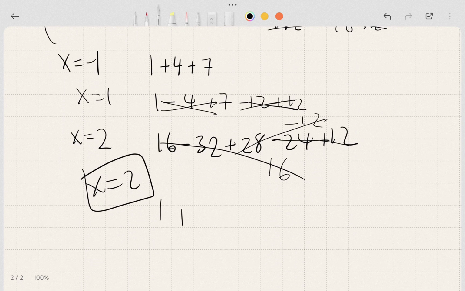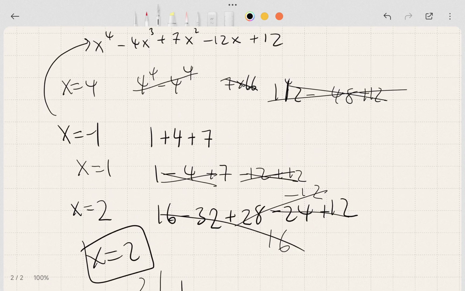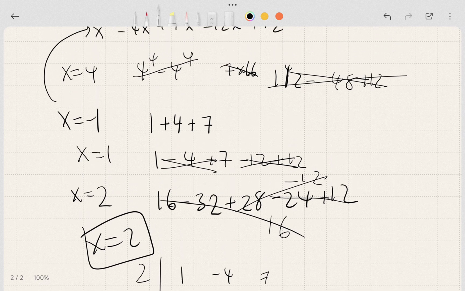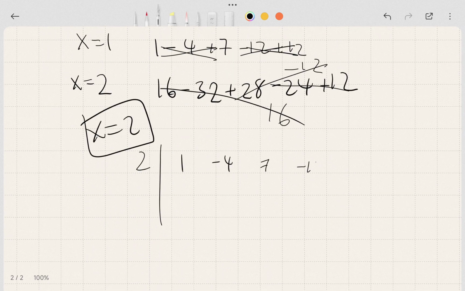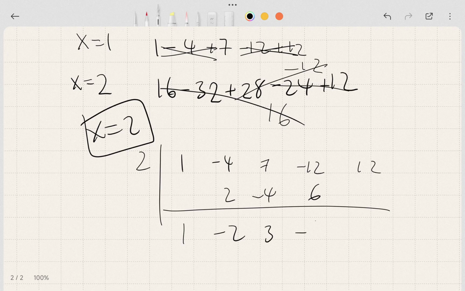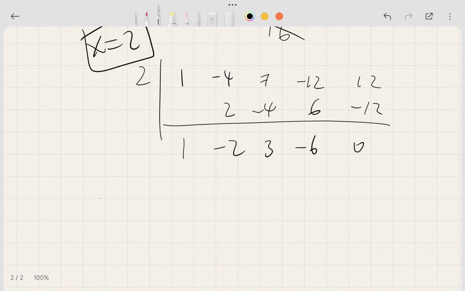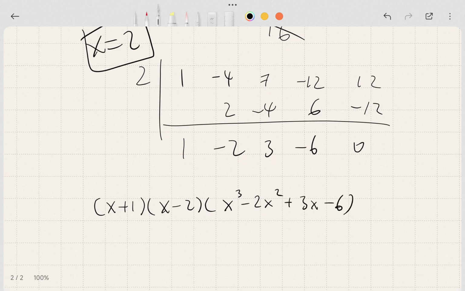So 2 is a factor. 1, minus 4, plus 7, minus 12 and 12. So that would be 2, minus 4, 3, 6, minus 6, minus 12, 0. So now we factorize the denominator to x plus 1 times x minus 2 times x cubed minus 2x squared plus 3x minus 6. This is the denominator right now.